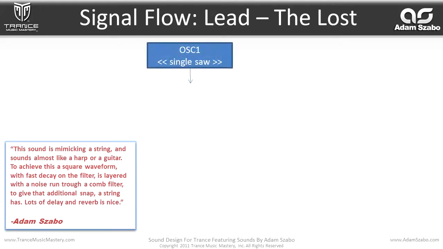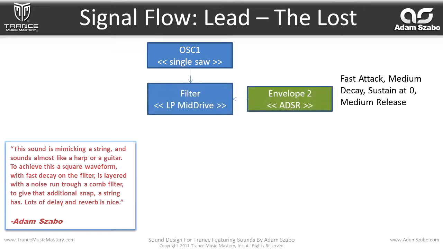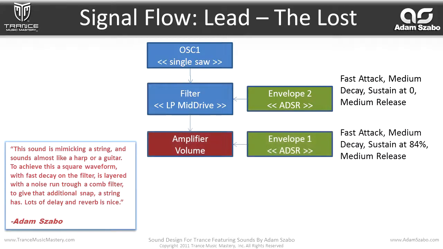So we've got Oscillator 1 with a single saw wave. That flows into a filter, a low-pass mid-drive filter with the cutoff frequency modulated by envelope 2 with a fast attack, medium decay, sustain at 0, and medium release. And then that in turn flows to the amplifier with the volume being modulated by envelope 1 with fast attack, medium decay, sustain at 84%, and a medium release.